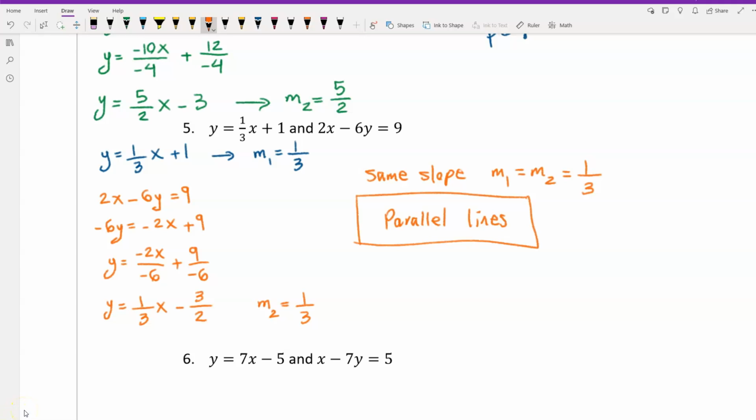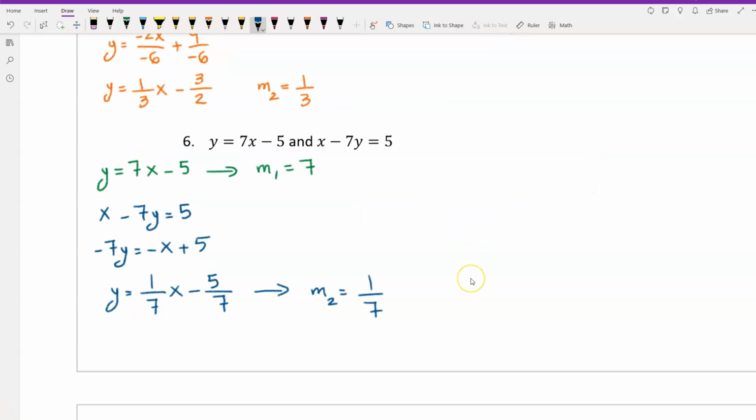Number 6, y equal to 7 times x minus 5 and x minus 7y equal to 5. So in this part, y equal to 7 times x minus 5. The coefficient of x is positive 7, so that is our slope for the first line. For the second line, we have x minus 7y equal to 5. Isolate y. So subtract x from both sides. We're going to have negative 7y equal to negative x plus 5. And then divide by negative 7.